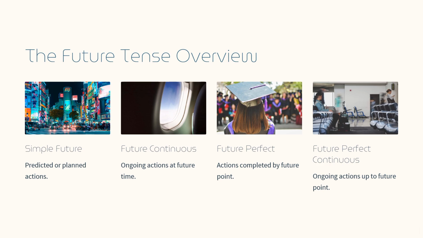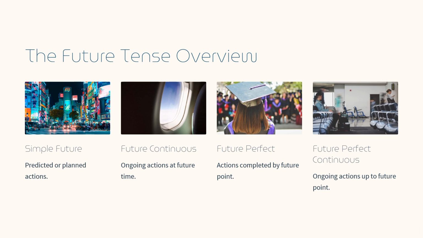You have the simple future that is about predicted or planned actions. So, for example, I will travel to Japan next summer. Then you have the future continuous, which is about ongoing actions at a future time. So, for example, this time tomorrow, I will be flying to Japan.